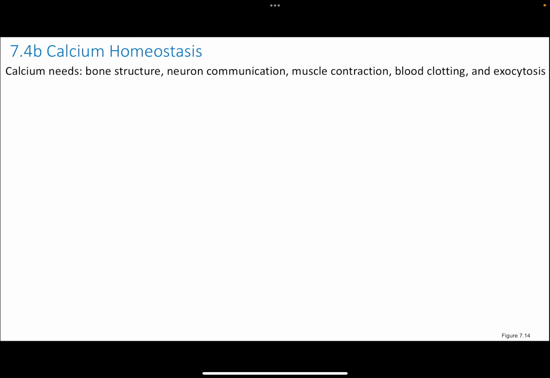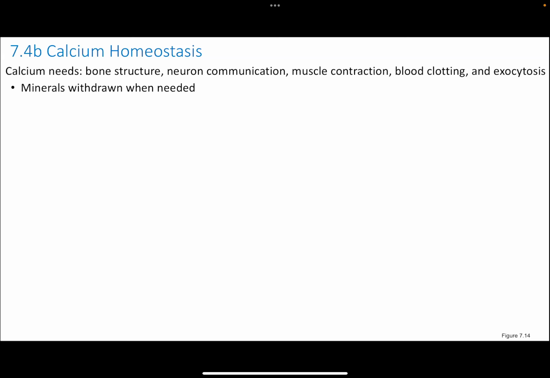All right, so as we look at the skeletal system and bones as a storage unit for minerals, it actually becomes important for maintaining homeostasis, particularly with calcium, because our bones have a lot of calcium. So we need calcium to help maintain the structure of bones. We actually need it in neuron cell communication in the nervous system. We need calcium to enable muscle contraction, and we need it for blood clotting as well as exocytosis of a variety of cells. And so calcium is a pretty big player in physiology.